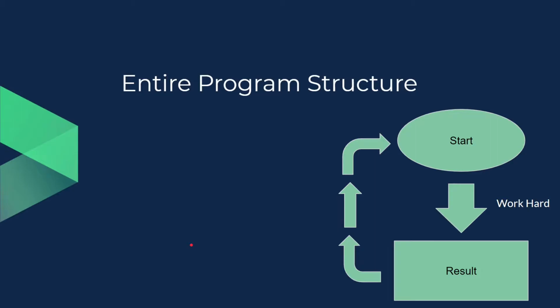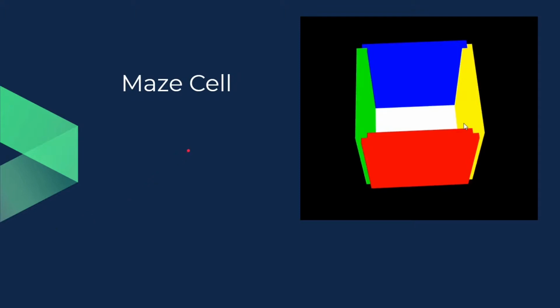And the entire program structure should be quite simple. The first thing that we need to think about is an entry point, where the application starts and where the application ends. Same goes for a maze cell. After we've got a maze cell, we need a maze generator or manager. So first class, we have maze cells.